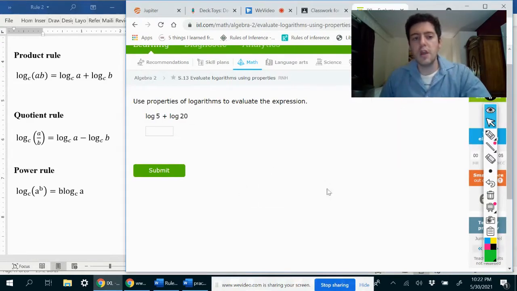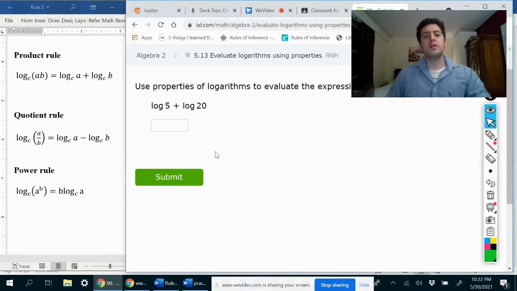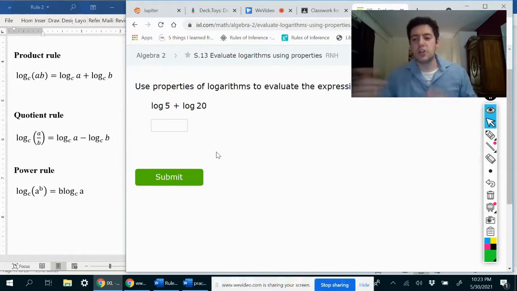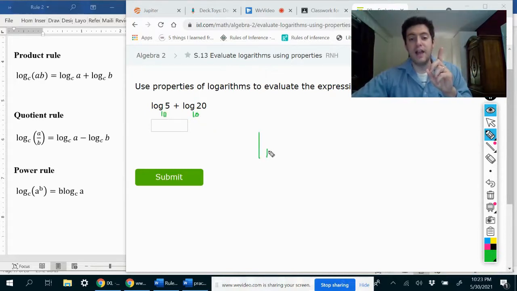Okay, this is good. It doesn't tell us what the base is here. But you have to understand that if the base is not written, then it's understood that the base is 10. So let's just write that in. There's a 10 here. If you don't see a base, then it's 10. Unless, of course, it says ln, which we saw a few problems ago. Then the base would be e. But if it says log, L-O-G, and you don't see a base, then the base is 10.